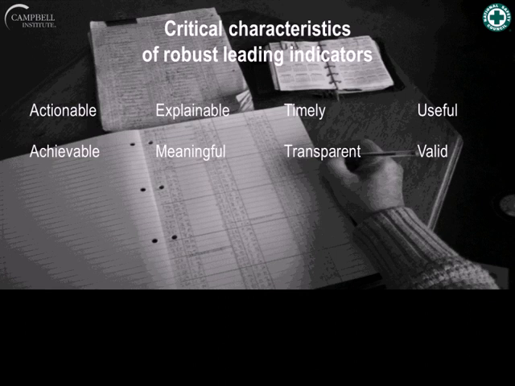We also had, in this stage of the definition stage, some critical characteristics of robust leading indicators. So our expert panel of EHS professionals at the time, they described leading indicators as having the following characteristics: being actionable, achievable, meaningful, transparent, explainable, valid, useful, and timely. Now, a leading indicator, a good one, would rarely possess all 8 of these characteristics, but our panel at the time agreed that having a combination of these characteristics aids in the implementation, measurement, and also the selling of leading indicators, both to workers and to management.